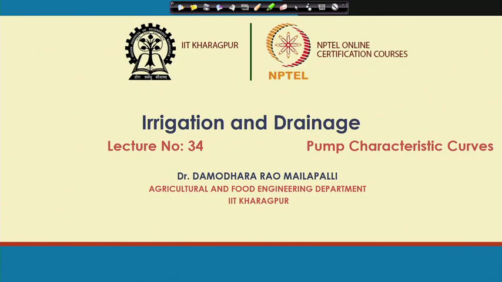In the previous lecture, we have been talking about centrifugal pumps and the principle, and also how to calculate the head. Once you know the head and using the discharge, you can estimate the power required to lift the amount of water from a water source, both when the water source is below the center line of the pump and when it is above the center line of the pump. In both cases, we have seen a few examples in the previous lecture.